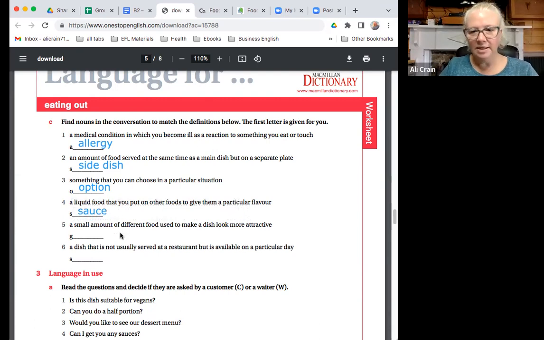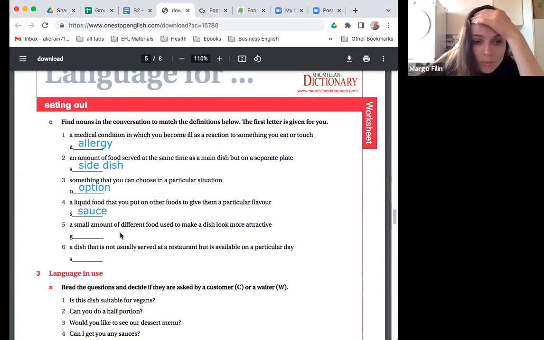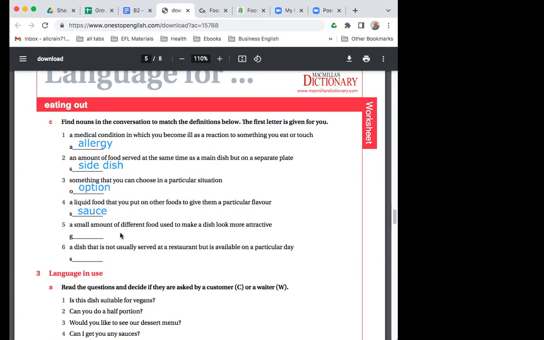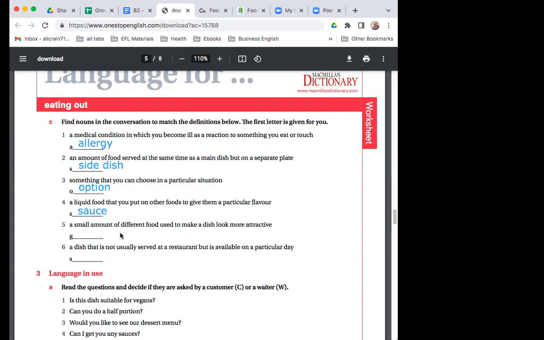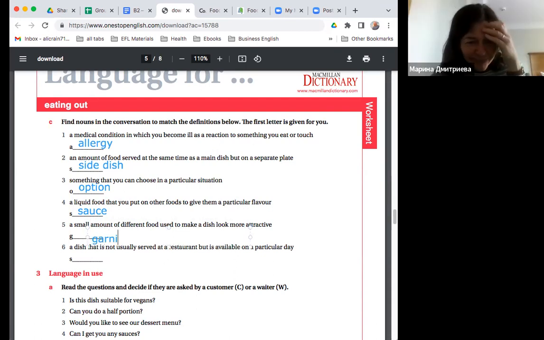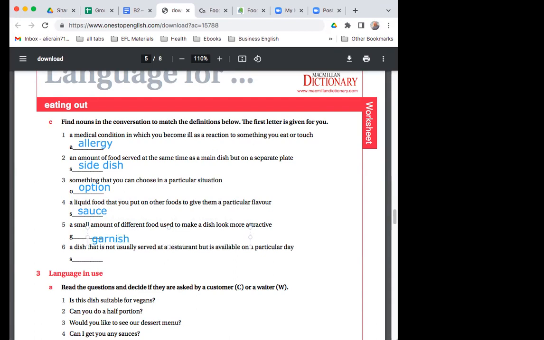All right, Margot, number 5. A small amount of different food used to make a dish look more attractive. I don't know. Garlic, no. Garnet. Garnish. Yeah. Garnish. Yes, that one's a tricky one.